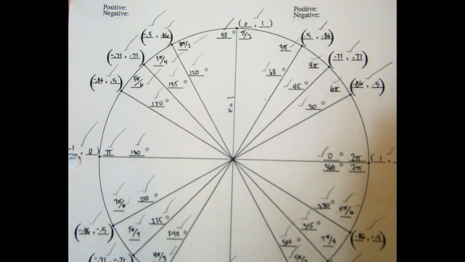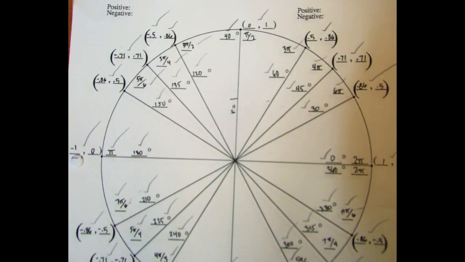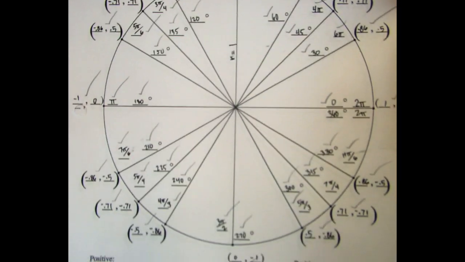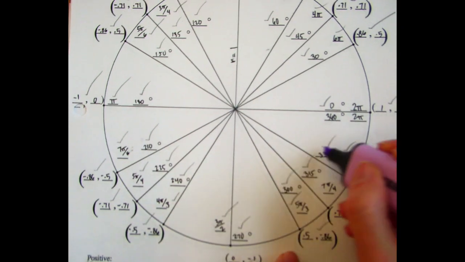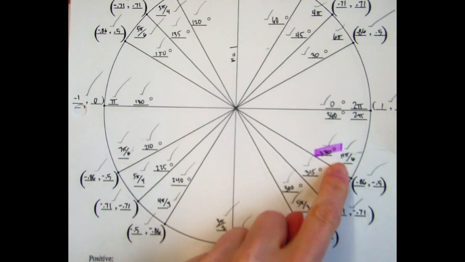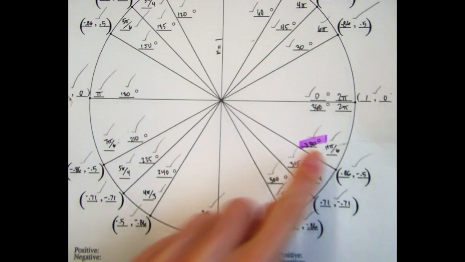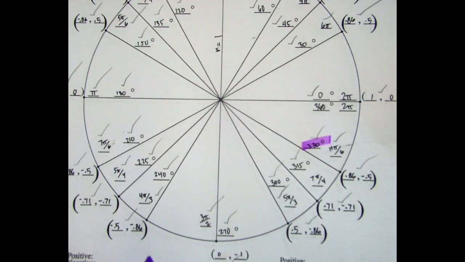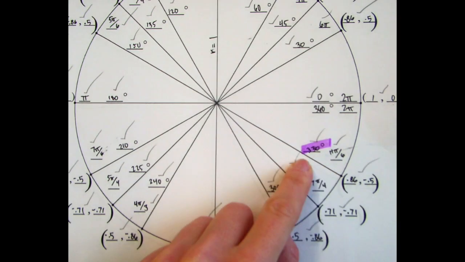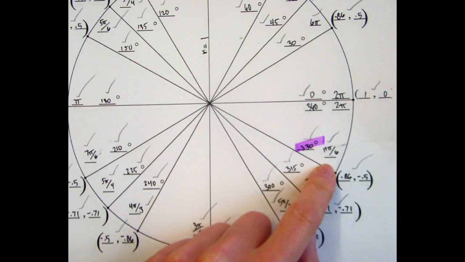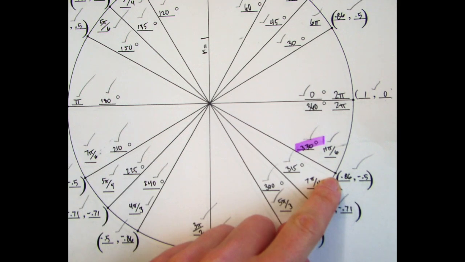So the first question is asking for the sine of 330. The first thing I'm going to do is locate the angle in question, which is 330. 330 is the last angle right before 360. I can see that my angle in radians is 11 pi over 6. Remember, 330 degrees and 11 pi over 6 both refer to the same place on the circle, the same angle.